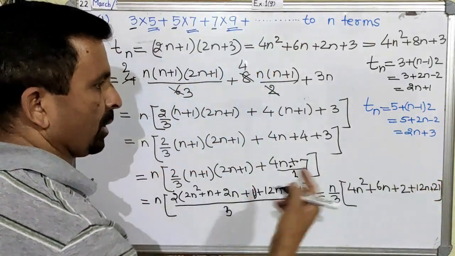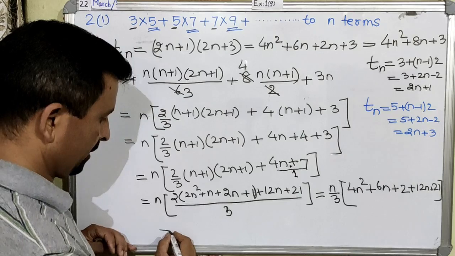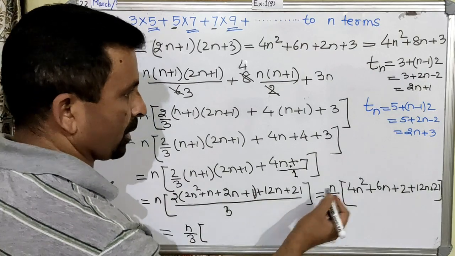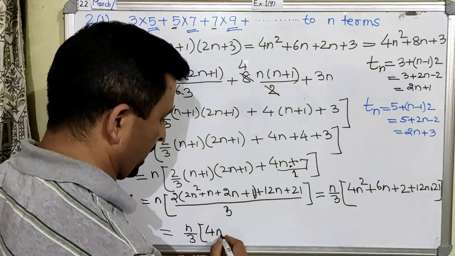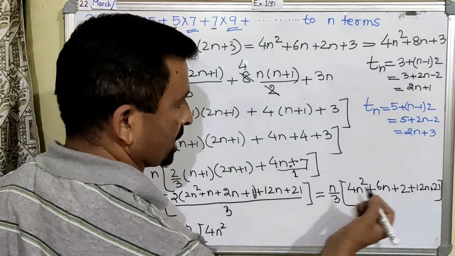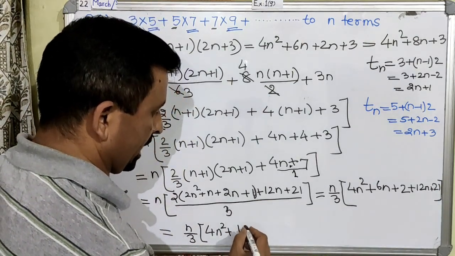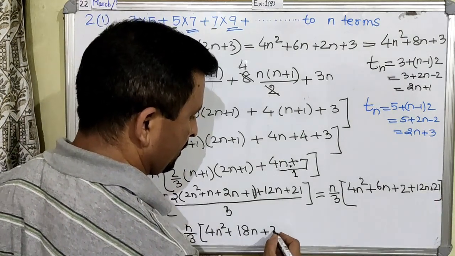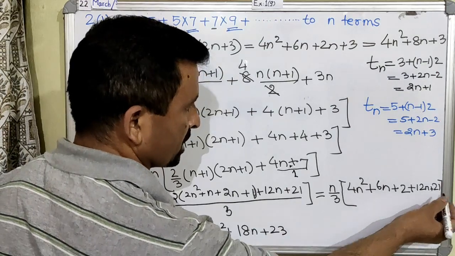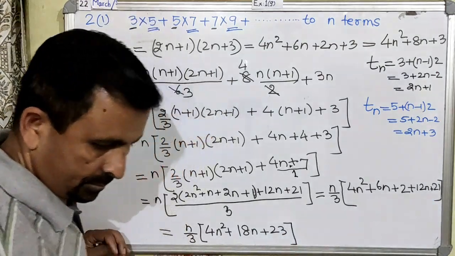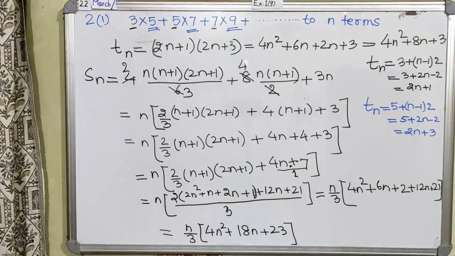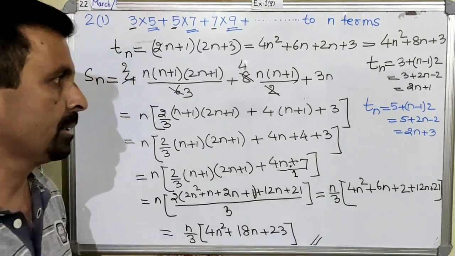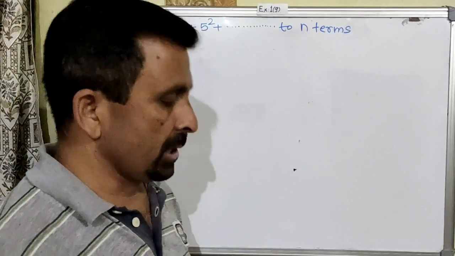Is it alright? Now once again we have like terms, so we'll simplify. This is equal to n over 3, and 4n square is only one piece, single, so 4n square as it is. Now 6n plus 12n is equal to 18n, and then 2 plus 21 is 23. Hope this is very clear. Any doubt? This is your final answer. Thank you. We'll see one more question.